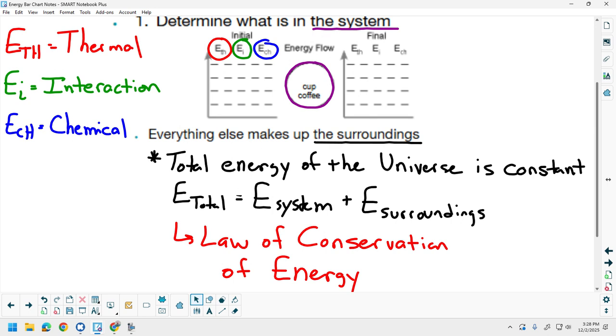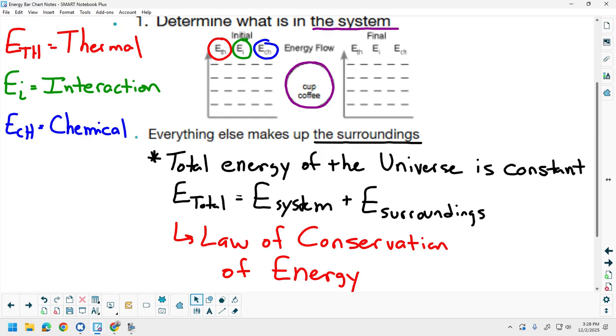So similar to the law of conservation of mass, where the total amount of mass is fixed, it can only undergo changes. Here, the same thing is true for energy. The total amount of energy in the whole universe is a constant. And so if we have energy being added to our system, it has to come from the surroundings. If we have energy being lost by the system, it has to be going into the surroundings in order to maintain that constant level.